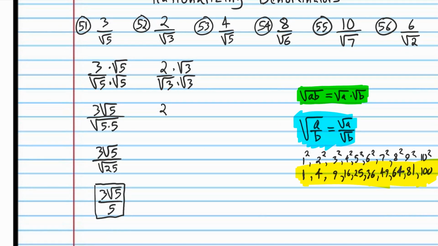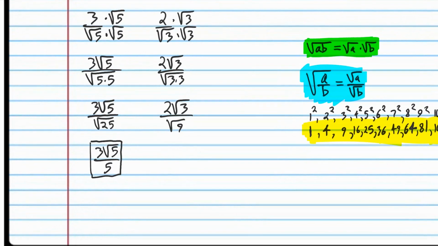So then we get 2 root 3, and root 3 times root 3 using the green equation is root 3 times 3. And root 3 times 3, that would just be root 9. And root 9, that's a perfect square, so you just end up with 3. What number times itself is equal to 9? Well, that would just be 3.